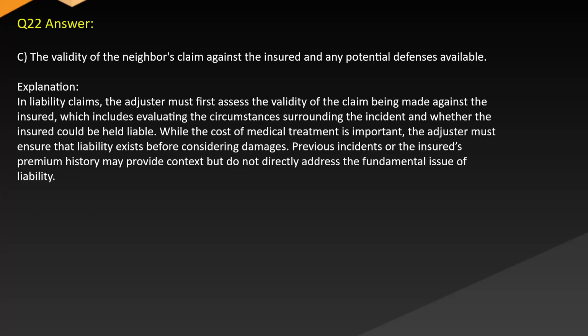Answer: C. The validity of the neighbor's claim against the insured and any potential defenses available. Explanation: in liability claims, the adjuster must first assess the validity of the claim being made against the insured, which includes evaluating the circumstances surrounding the incident and whether the insured could be held liable. While the cost of medical treatment is important, the adjuster must ensure that liability exists before considering damages. Previous incidents or the insured's premium history may provide context but do not directly address the fundamental issue of liability.